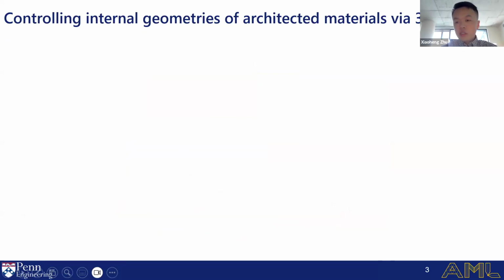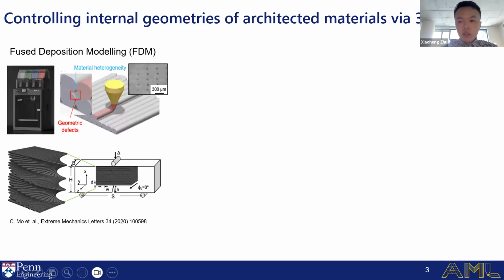With the recent developments of 3D printing, a lot of researchers now try to control the internal geometries of architected materials via 3D printing. Here I only give an example of the 3D printing techniques our lab has. In our lab we can do FDM, which is called fused deposition modeling. Basically, in these machines the nozzle can be heated to fuse the material and do the extrusion to form the shape.